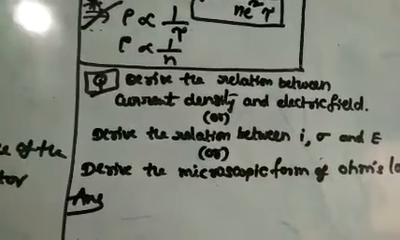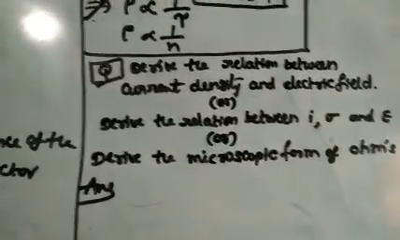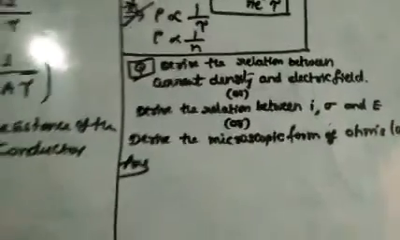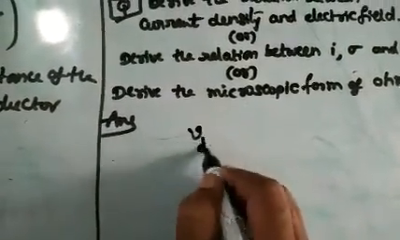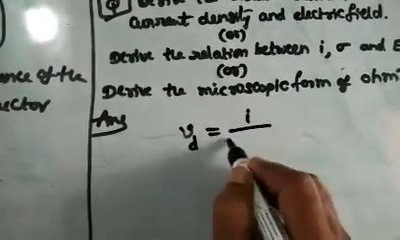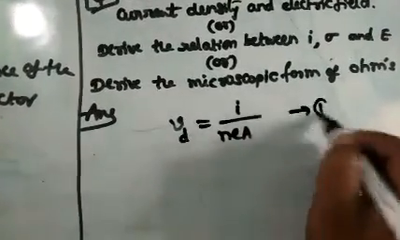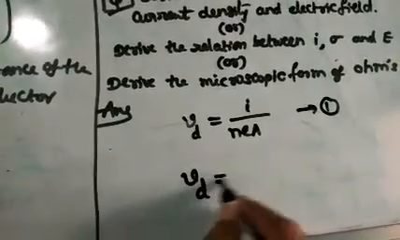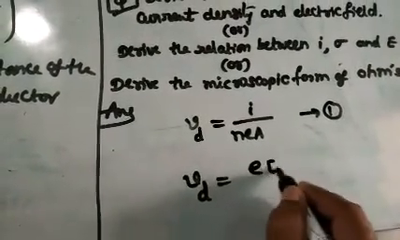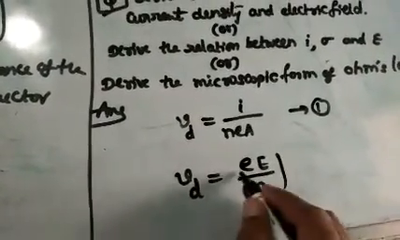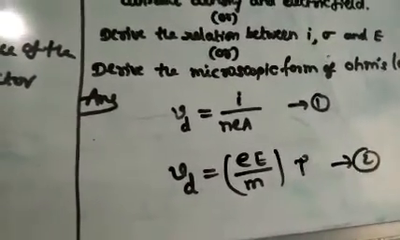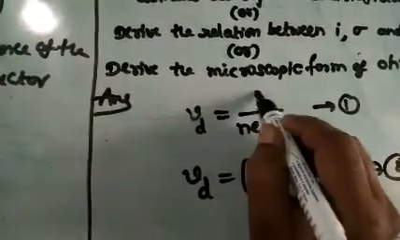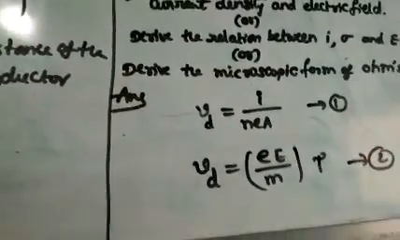So remember, again I am taking the same equations related to Ohm's law, related to the drift velocity. Drift velocity related to the electric current: Vd is equal to I by nEA. This is equation 1. Drift velocity in terms of relaxation time: Vd is equal to eE by m tau. This is equation 2. The left hand side is equal, so the right hand side you can also equate.